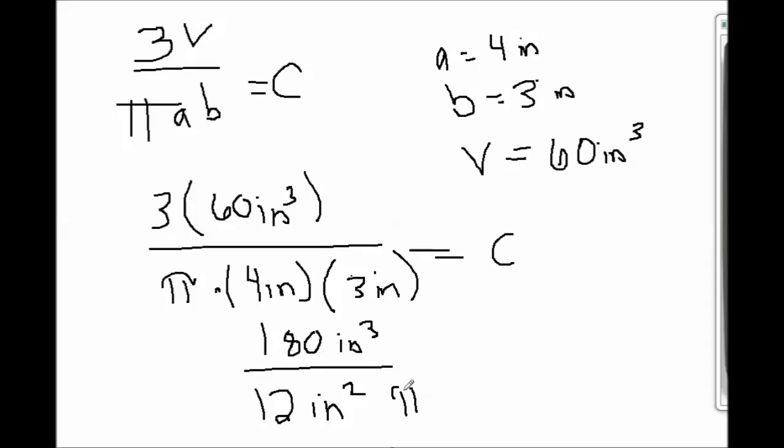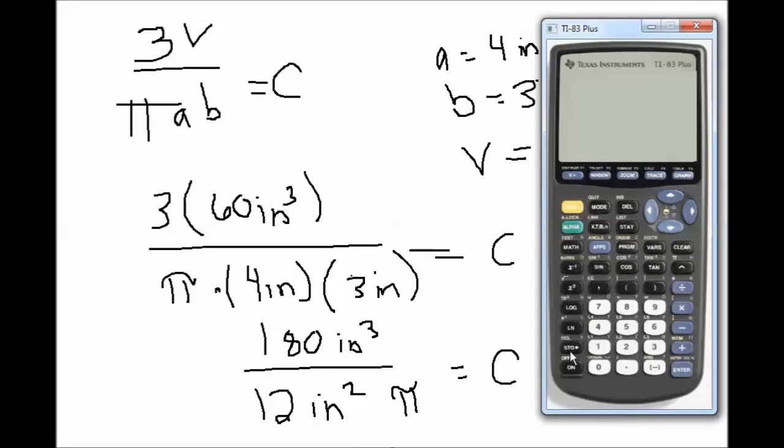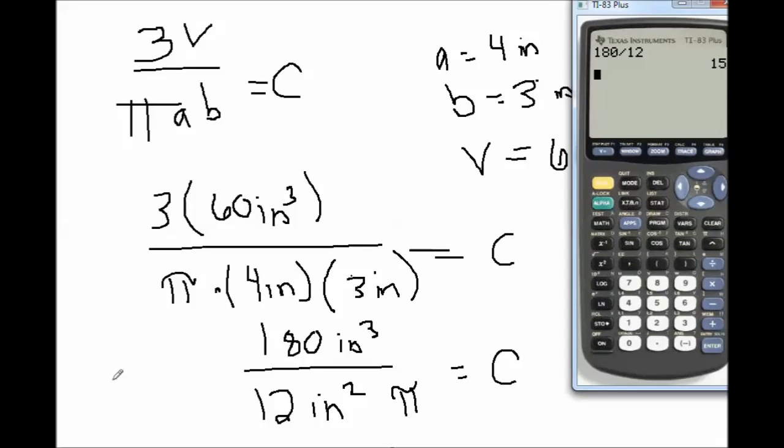And we have this pi. And you know that pi is a number, but forget about it for now. We'll just say it's pi. This problem's almost completed, we just need to reduce. So we need to take 180 divided by 12 to get 15. And sorry, I ran out of space.